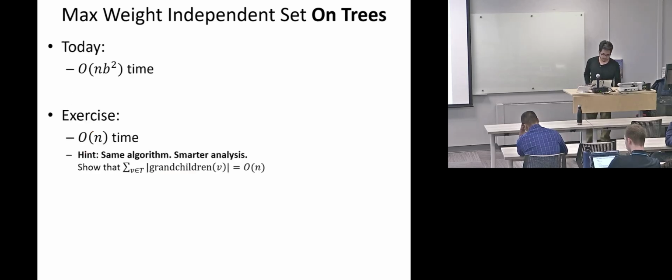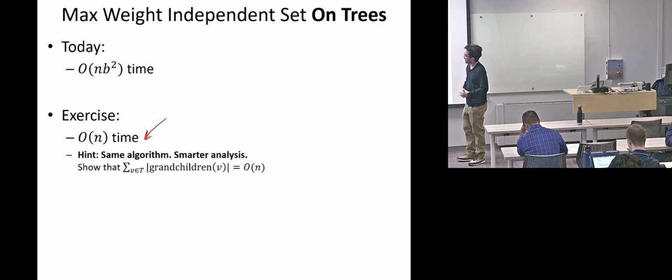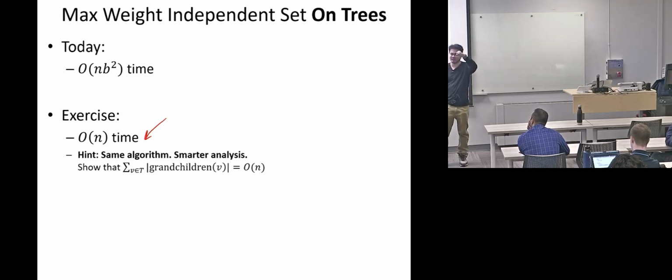One exercise is that if you look at the same algorithm but with a smarter analysis, you can get it down to just O of n. The trick is to try to prove this one. When you sum the number of grandchildren throughout the whole tree, this is still O of n. So for some node, you might need to spend b squared time, but the total time that you spend over all nodes is still O of n. Exercise, you can try to do this. So the same algorithm works in actually linear time.